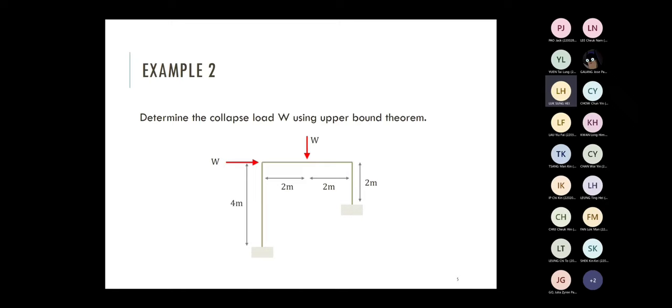Example 2. We consider rectangular frame structures. This time we have a rectangular frame under two loadings. In this example 2, I assume that both loadings have the same value, W, but they are in different directions, one vertical, one horizontal, applied at different positions. In these questions, we also use the upper-bound theorem again to calculate the collapse load.